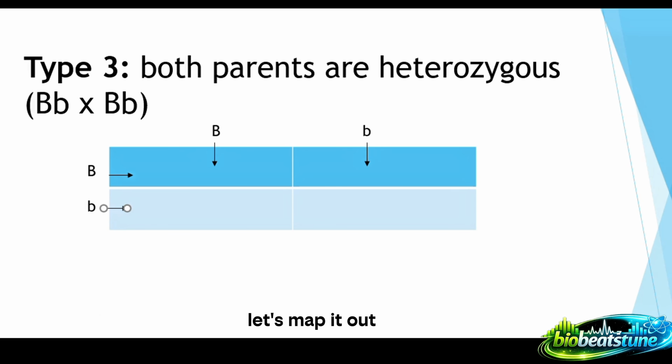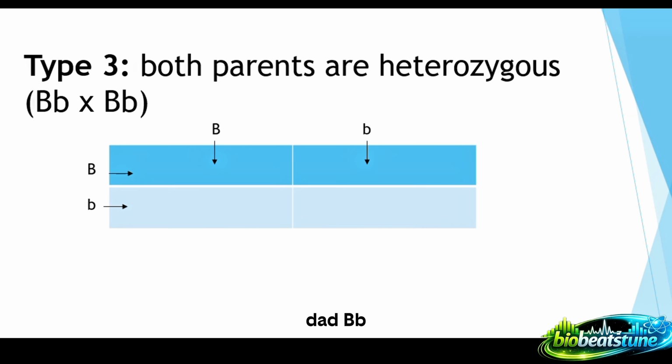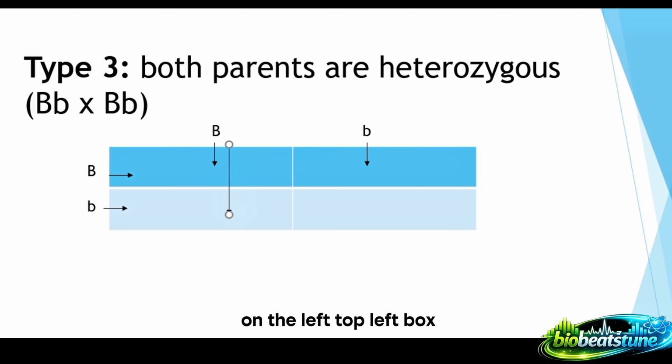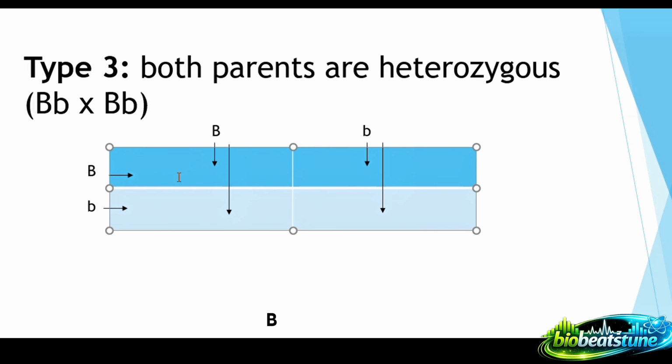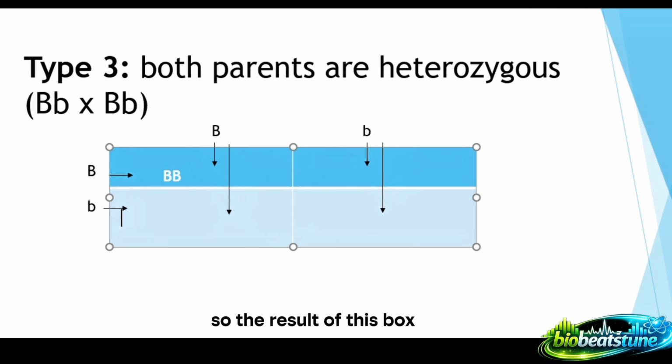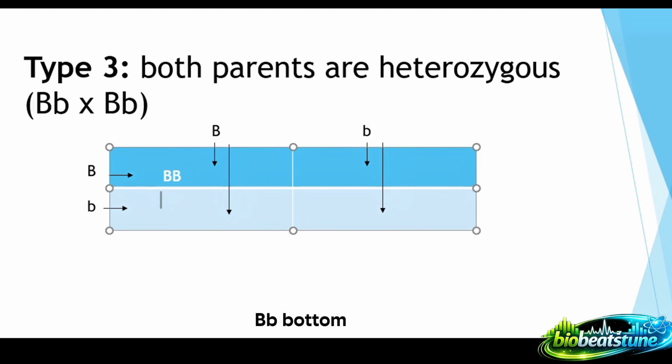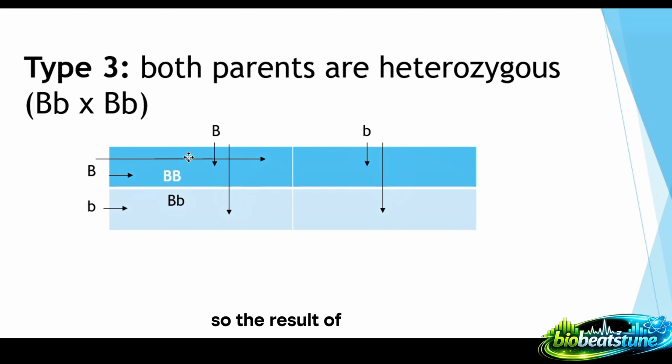Let's map it out. Mom, capital B, lowercase b, on top. Dad, capital B, lowercase b, on the left. Top left box: B meets B, so the result of the first square is capital B capital B. Top right box: lowercase b meets capital B, so the result of this box is capital B lowercase b. Bottom left box: capital B meets lowercase b, so the result of this box is capital B lowercase b. Bottom right box: lowercase b meets lowercase b, and the result is lowercase b lowercase b for this box.